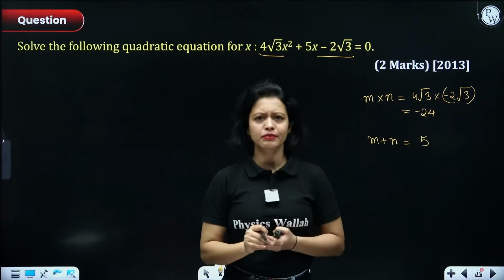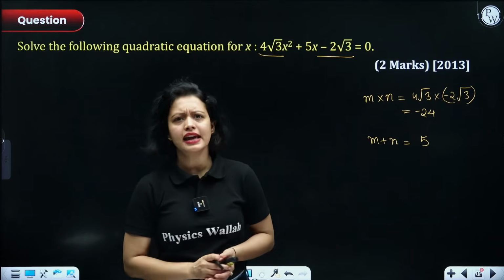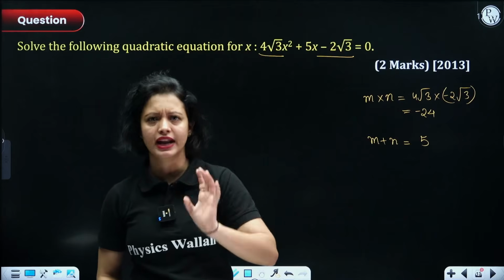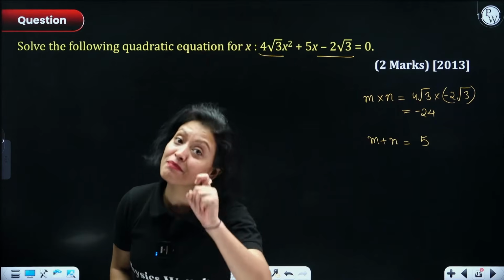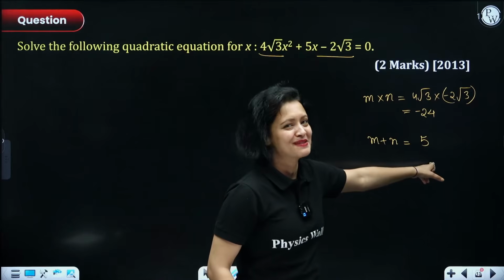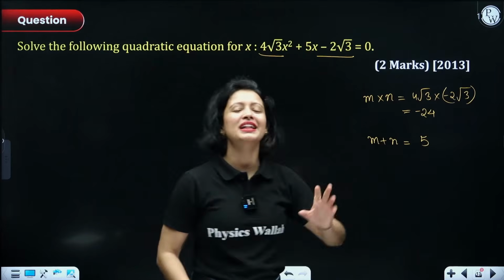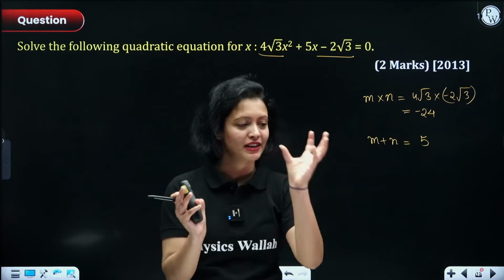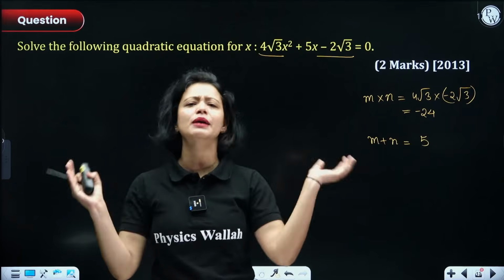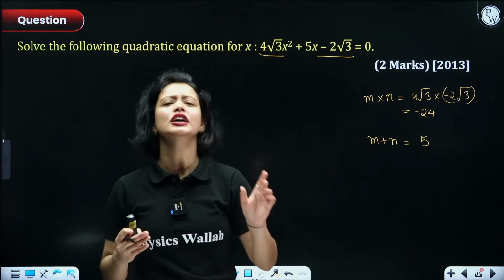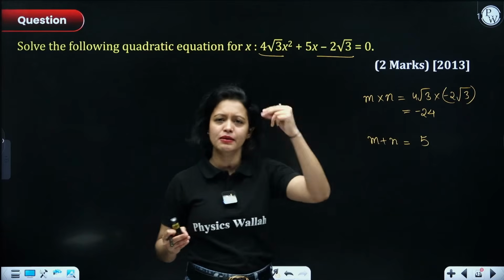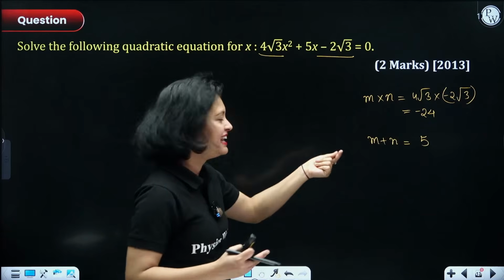Then again the same thing, guys. Product is negative. Matlab one number has to be negative, another has to be positive, right? Now, obviously, the bigger number would be positive and the smaller number would be negative because the sum is positive, right? So you will find two numbers, one positive, one negative, and on subtracting them, you should get 5. Two numbers whose subtraction gives you 5 and multiplication negative 24. Come on, guys, think about it. Any number like that?